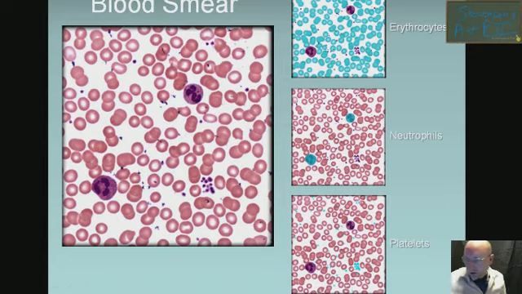Okay, and down here at the bottom we have the platelets, which are just the little chunks of things in between in the blood, because they're basically parts of cells.